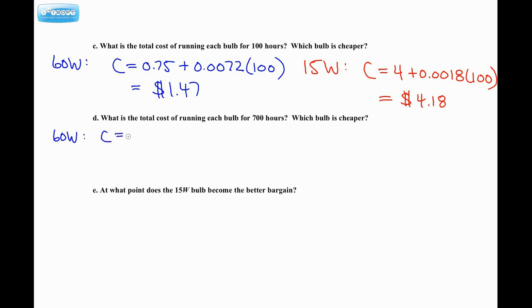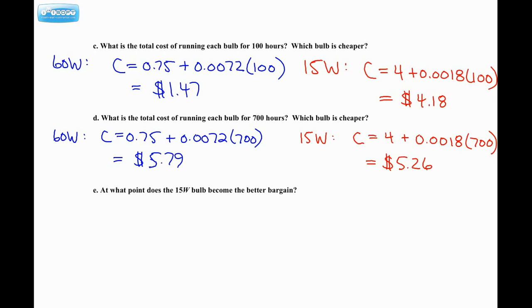And we're just going to use the same equation, but instead of using 100 hours, we get to use 700 hours. So these light bulbs are burning for much longer. And this gives you $5.79. So now let's just work out the 15 watt.